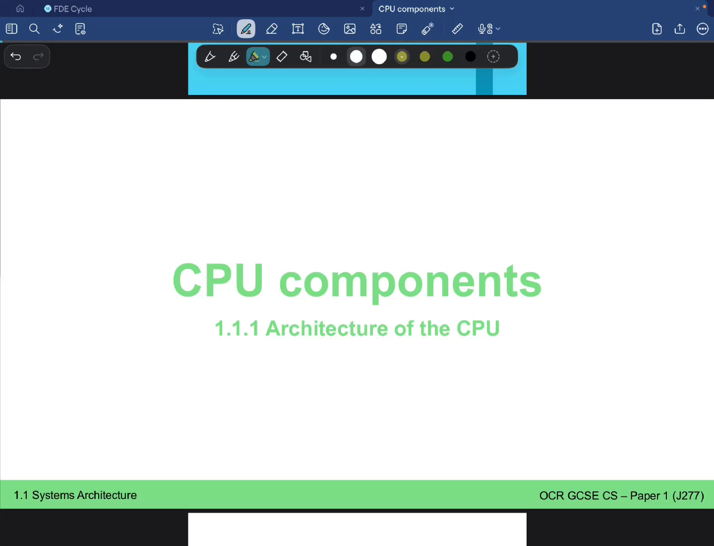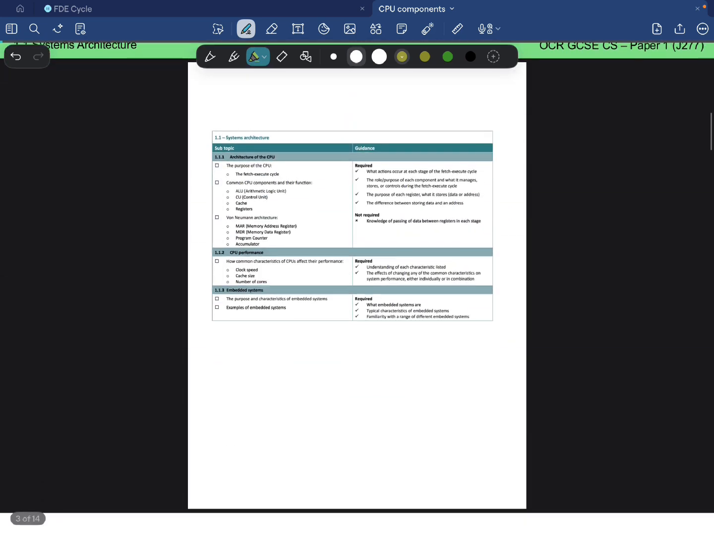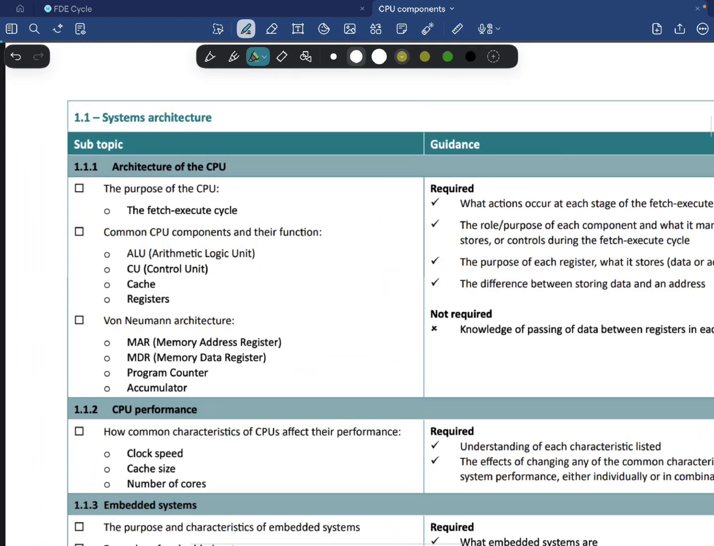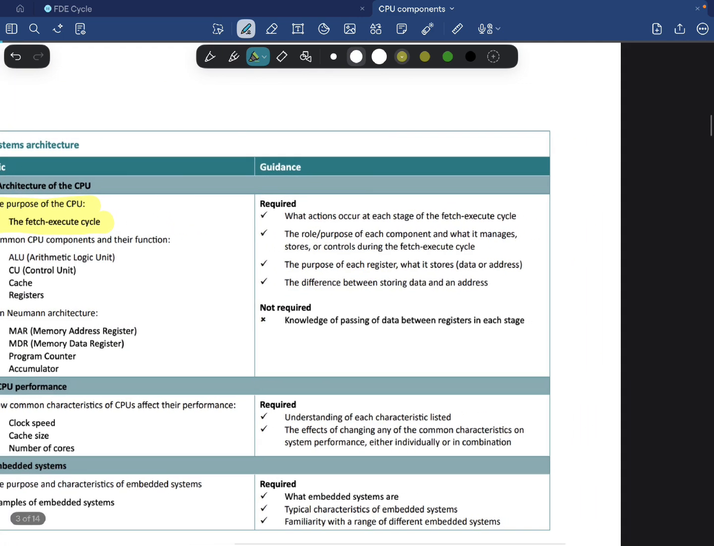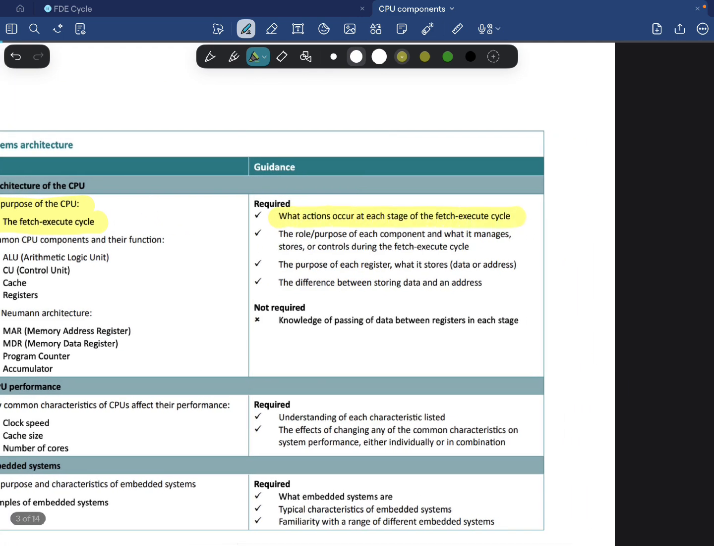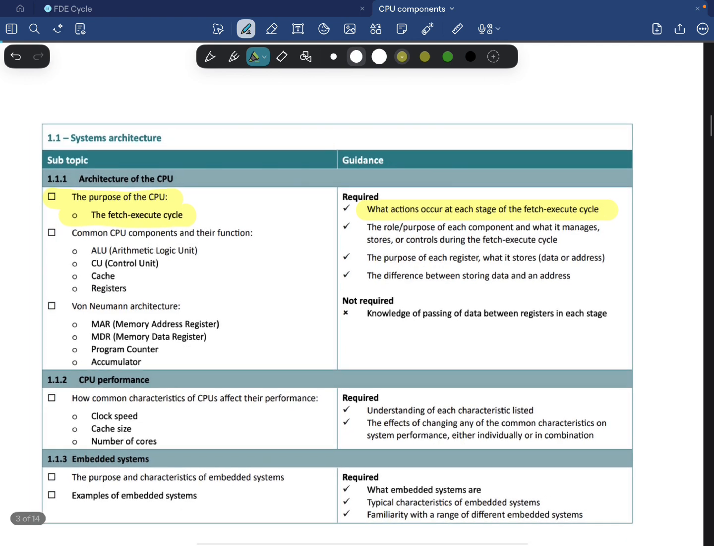So today we are going to look at the CPU's components. Now this is still part of the 1.1.1 subtopic, architecture of the CPU. So I've got a picture of the specification here of 1.1 systems architecture. So far we've covered the purpose of the CPU and the fetch execute cycle, and what happens in the fetch execute cycle. Today we will cover the common CPU components and their function, looking at these different components.